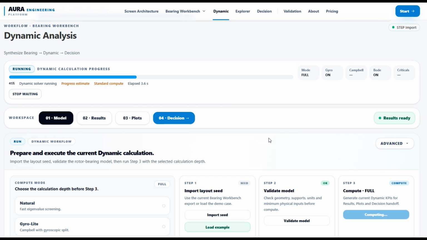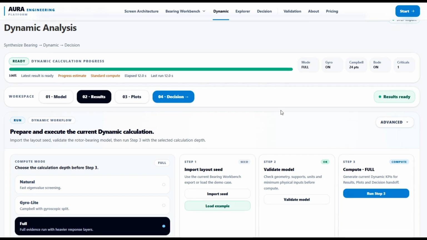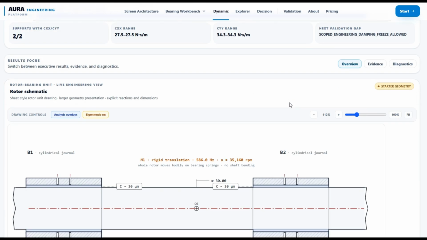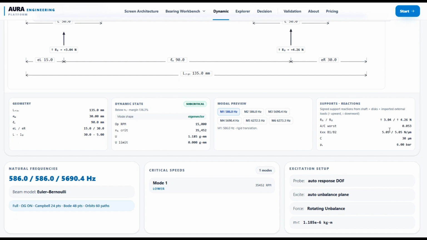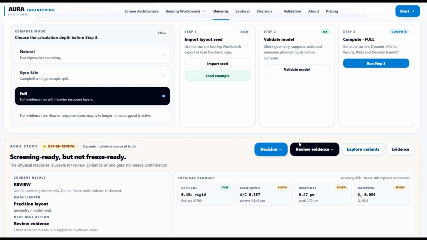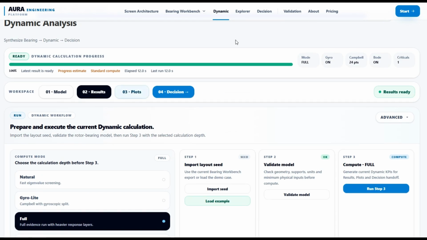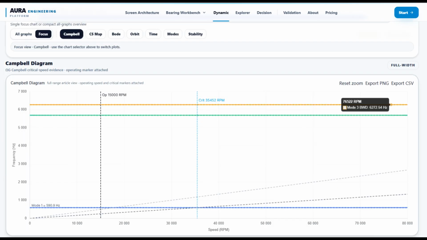At this stage, the exported support coefficients are carried into a rotor model. Aura evaluates how those bearing properties affect critical speed behavior, forced response, and stability indicators. Then the result is interpreted through evidence gates. The question is not only what the plot shows. The question is what this result is allowed to prove for an engineering decision. The Campbell diagram gives critical speed screening and operating speed separation.